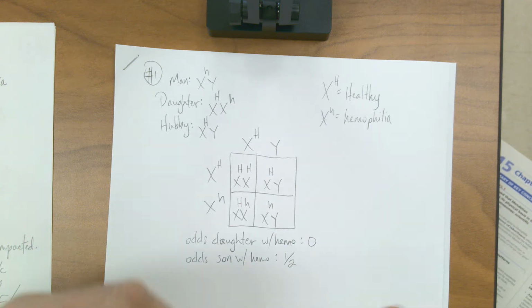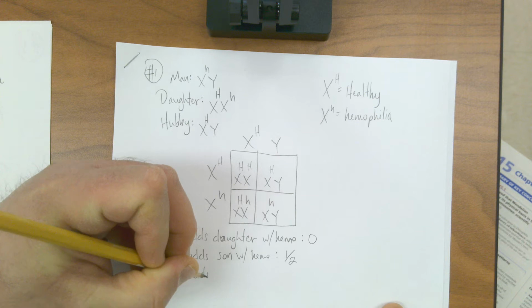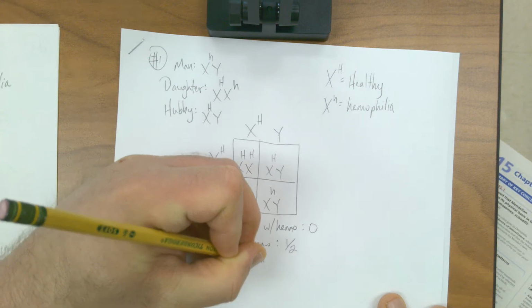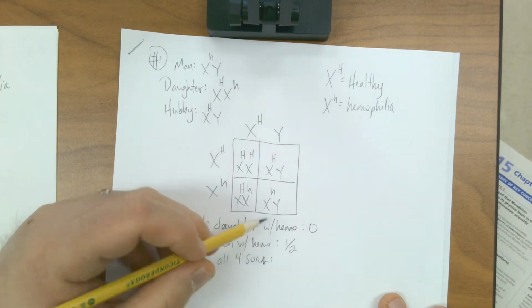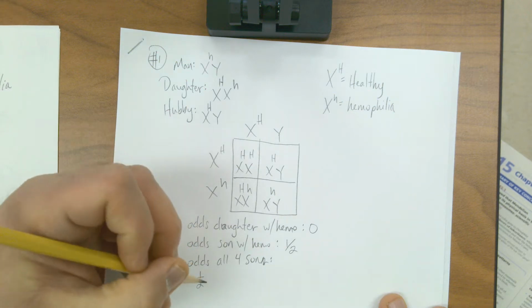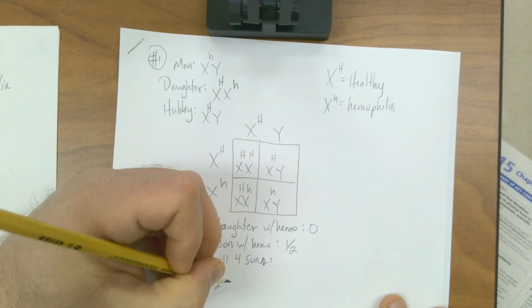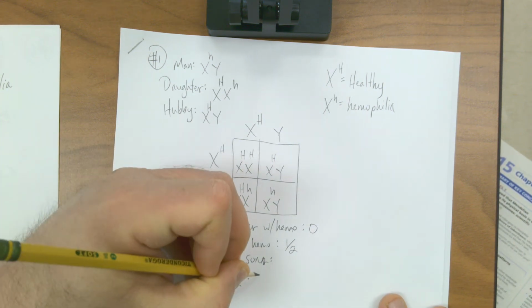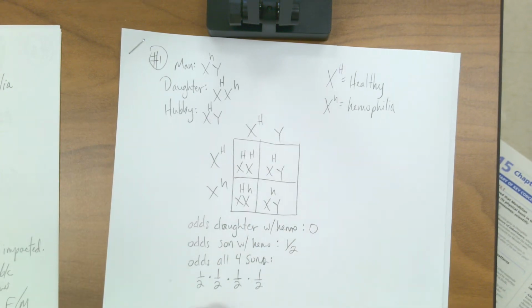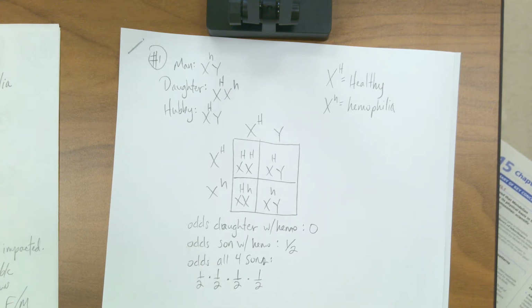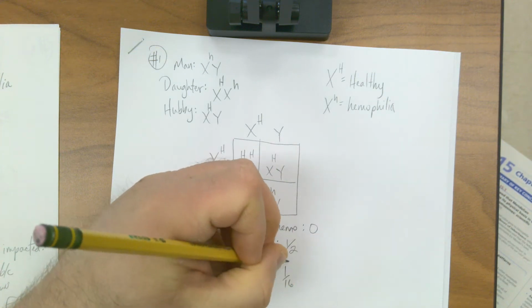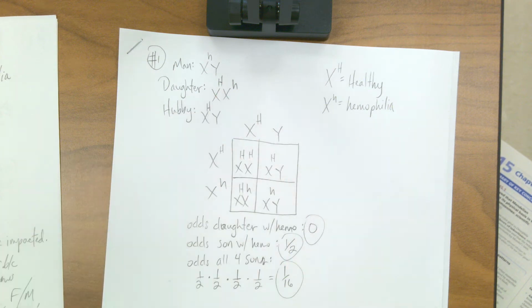And then the final question here, if they have 4 sons, what's the probability that they'll all be affected? So we want to know odds, all 4 sons. So the odds of the first son would be a half. Odds of the second son, still a half. Odds of the third son, hey, he's his own independent event. That's a half. And odds of the fourth son, it's a half. So 2 times 2 is 4, times 2 is 8, times 2 is 16. So the odds are 1 in 16 that if they had all 4 boys, that all 4 of them would have hemophilia.